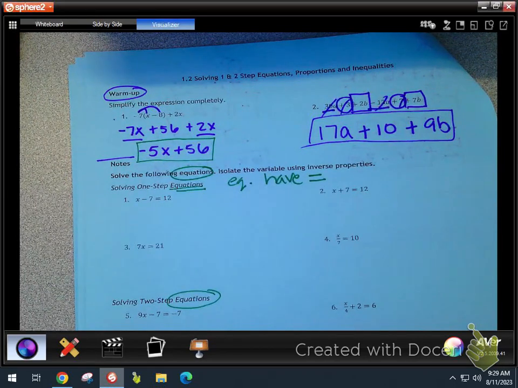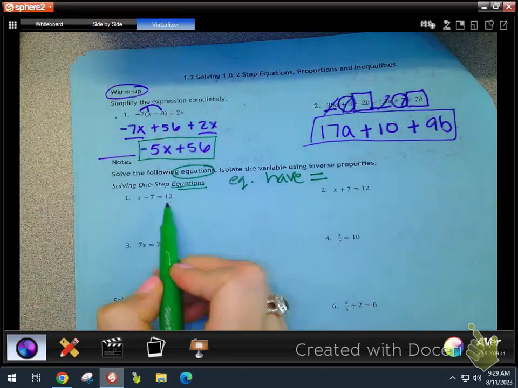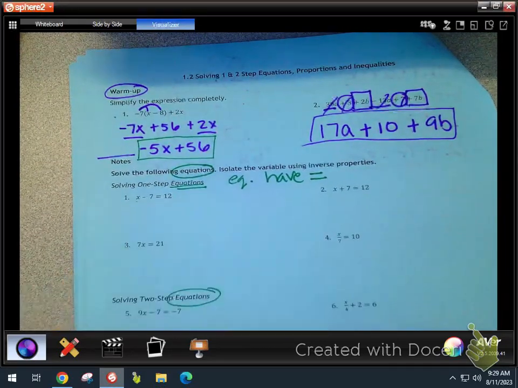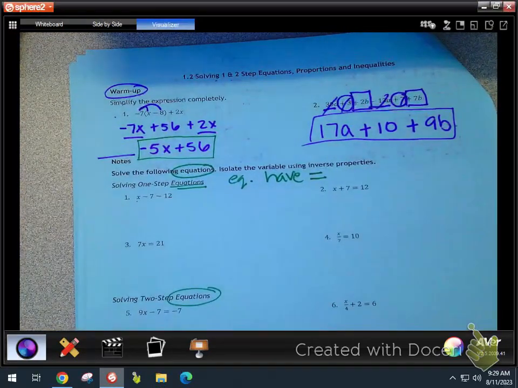You basically do the opposite. So if we look at number 1, we're solving for x. We have x minus 7 equals 12, and I want to isolate that x. Well, I got to move that 7. The opposite of subtracting a 7 is what? What's the opposite of subtracting a 7?